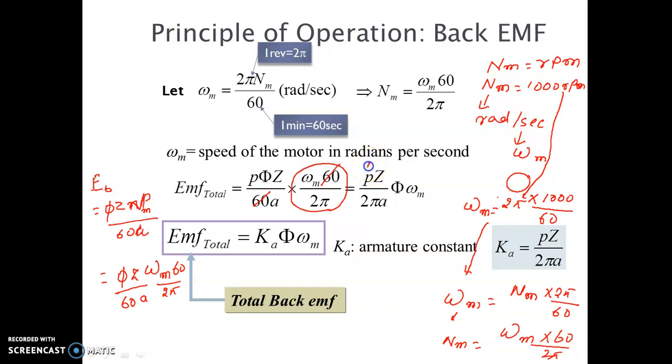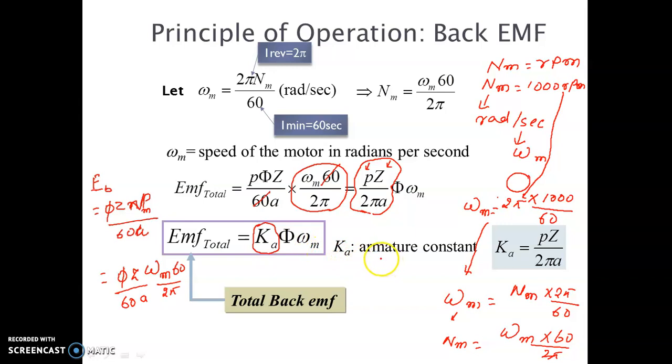Here P is the number of poles, Z is the number of conductors, and A is the number of parallel paths. These whole things are constant for any machine. The number of poles is fixed. The number of conductors, once you put them in the available slots and connect them to the commutator, is also fixed. The parallel path is also fixed; it will be either 2 or equal to the number of poles. Pi and 2 are constant, so the whole thing is constant and is written as Ka, so it will be equal to Ka multiplied by phi into omega m.